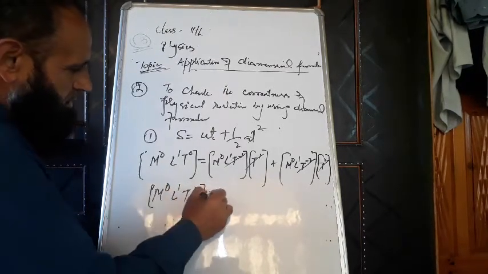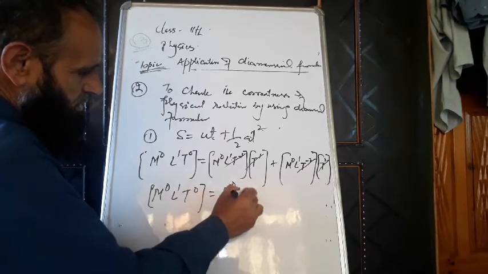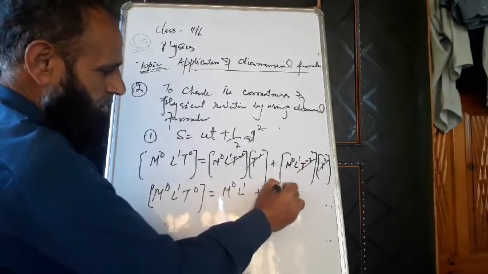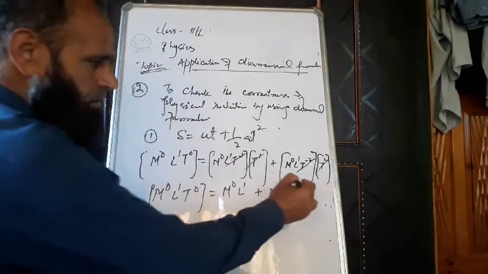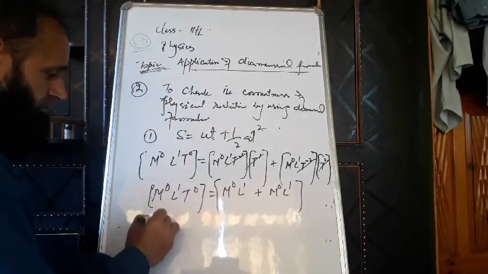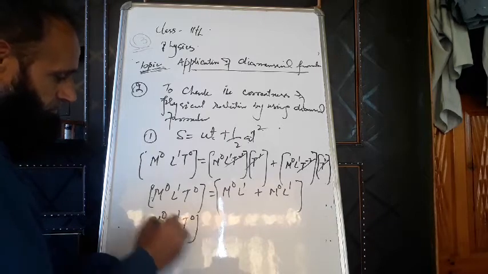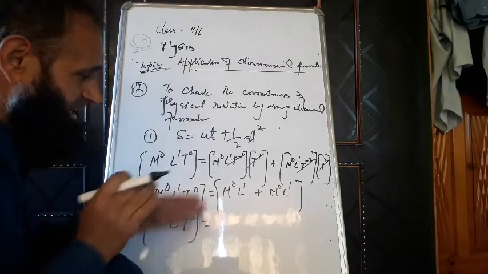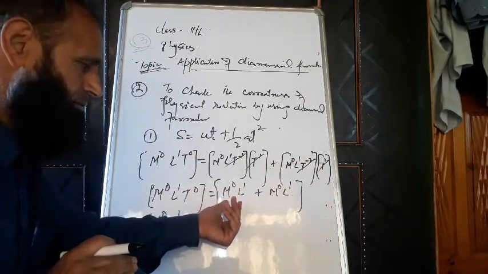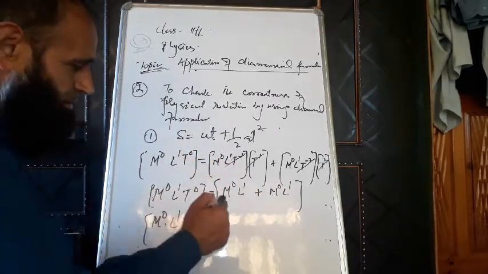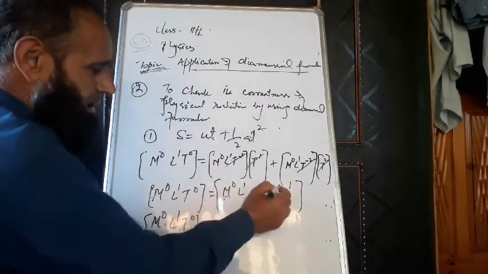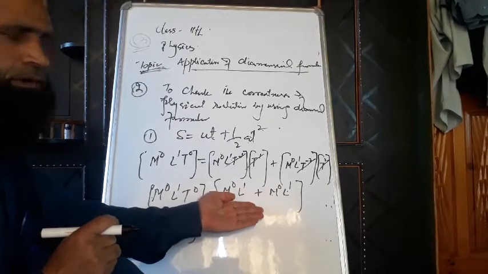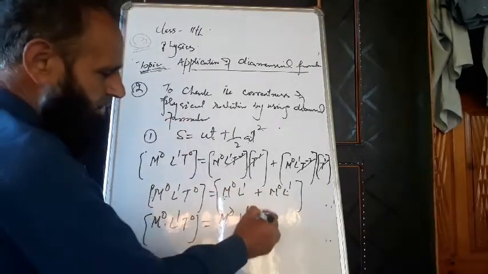I can write here, it is equal to M0, L1, plus, I can write here M0, L1. It is M0, L1, T0 is equal to, this M0 plus M0 cannot be 2M0. It is just M0. It is dimension, it is not simple algebraic addition. M0, we can write 1, M0, L1, we can write L1. Now there is no T here, so we can put here T0.